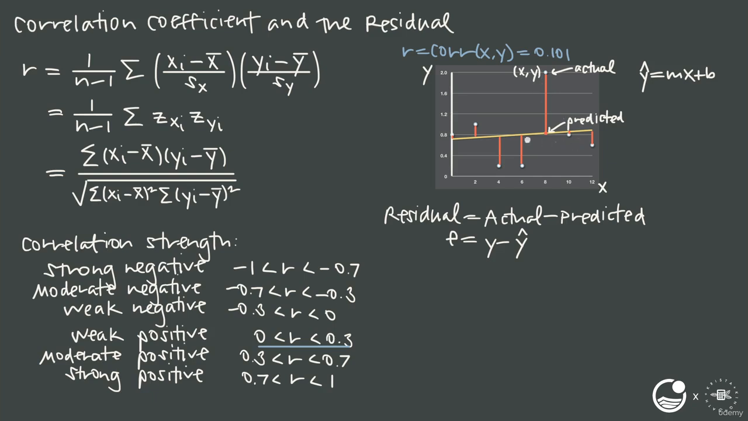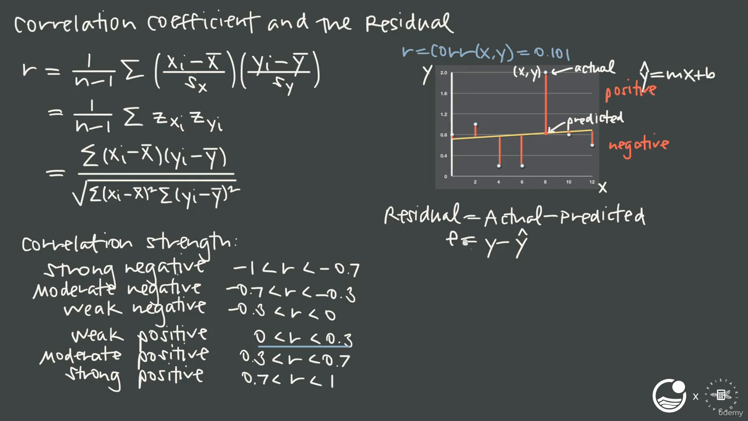If the point in the scatter plot is below the regression line, its residual will be negative. So everything down here, all 4 of these points here, will have a negative residual, whereas these 3 points up here will have a positive residual because of their position in relation to the regression line.